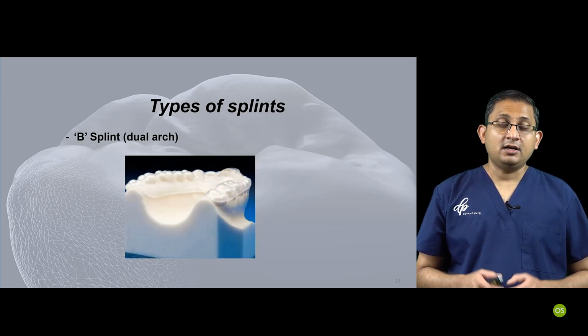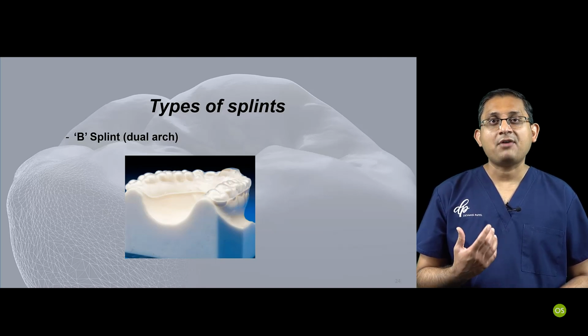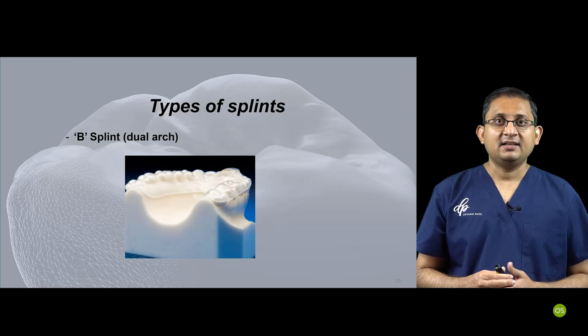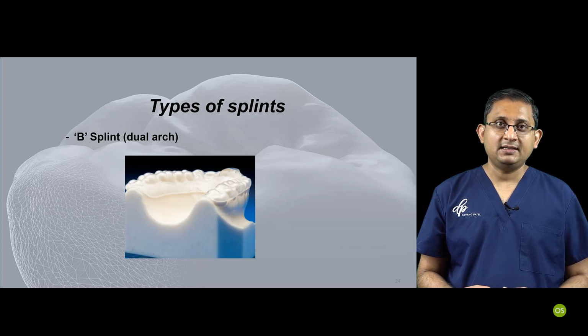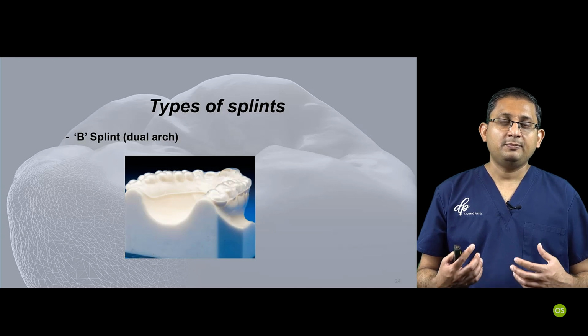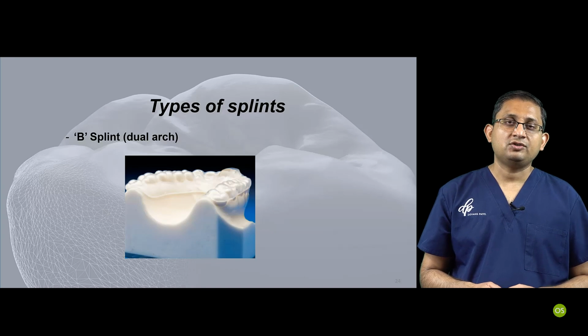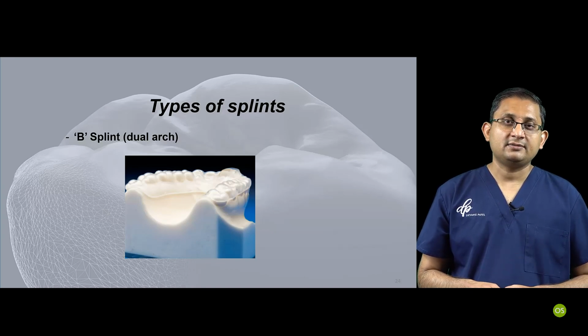The B-splint is a dual arch splint, so again it's only anterior contact. However, it covers all the teeth, the maxillary and mandibular teeth. This is useful when you want to give an anterior repositioning appliance, but you're worried about the orthodontic stability of the teeth. So you can give them this retainer B-splint, where you have upper and lower full coverage, so there is less chance of supereruption, and you still get the anterior contact touching.